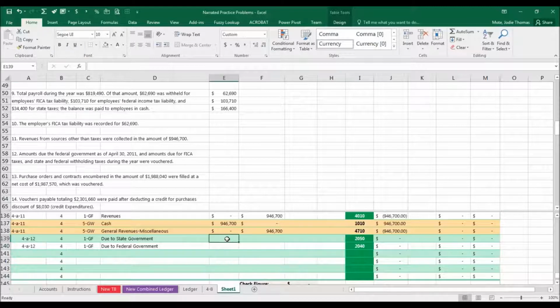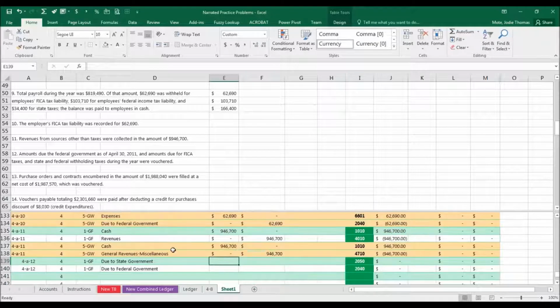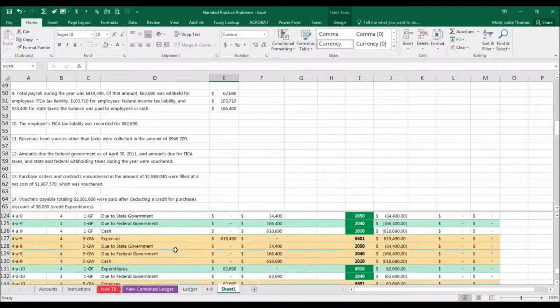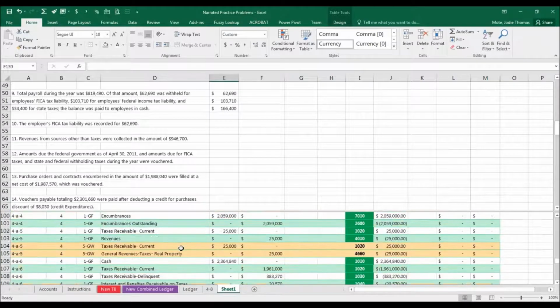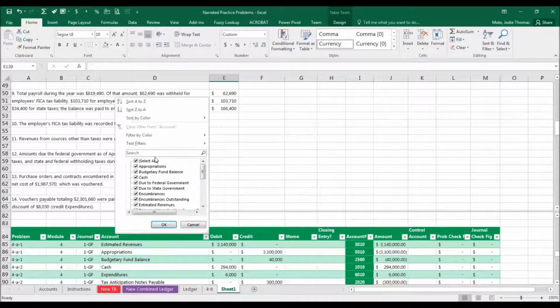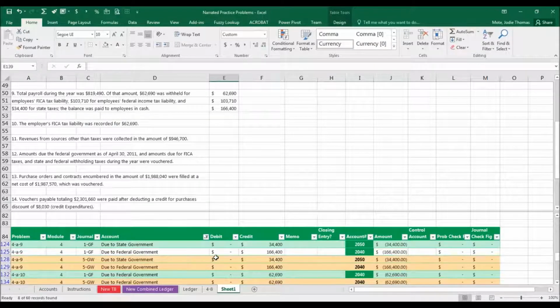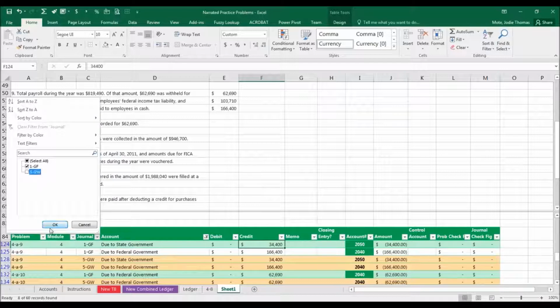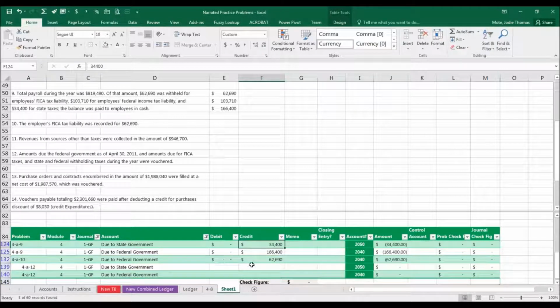Let's go up there and grab those two accounts, and then we need to come up with our amounts here. So the state government, I think there was only one entry above, and let's do this. Let's show you another cool feature of tables. We can filter this by those accounts, and we can see what our totals there are. So it looks like, for general fund, that's all we're talking about right now, we've only got one entry for due to state government. So let's do 34,400 as one of those debits.